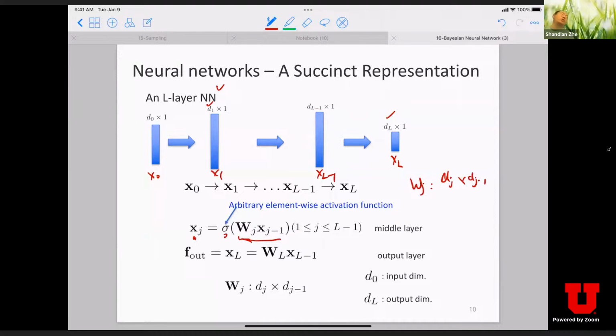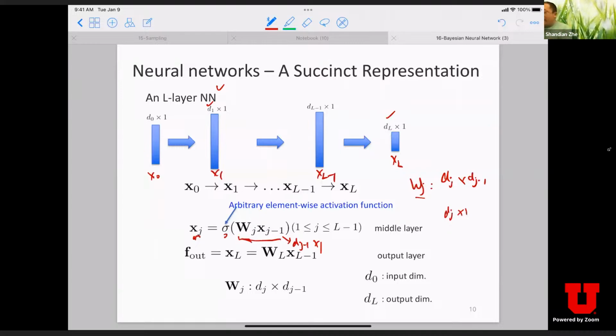As we mentioned, when we do matrix-vector operations, we also need to check the sizes of the matrices. The output of layer j minus 1 is dj minus 1 times 1. Then we multiply by the transformation matrix Wj, which gives a dj times 1 vector. Then you apply the activation function, and you get Xj, which is dj times 1.